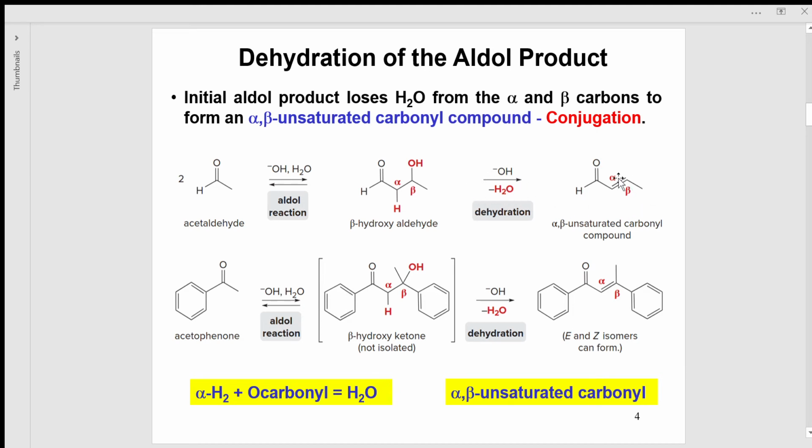So we form an alpha beta unsaturated carbonyl compound. I will explain later why we normally have this second step, in the next few slides. Well, another aldol reaction is here. We have a ketone molecule. This is the aldehyde. This is a ketone molecule.